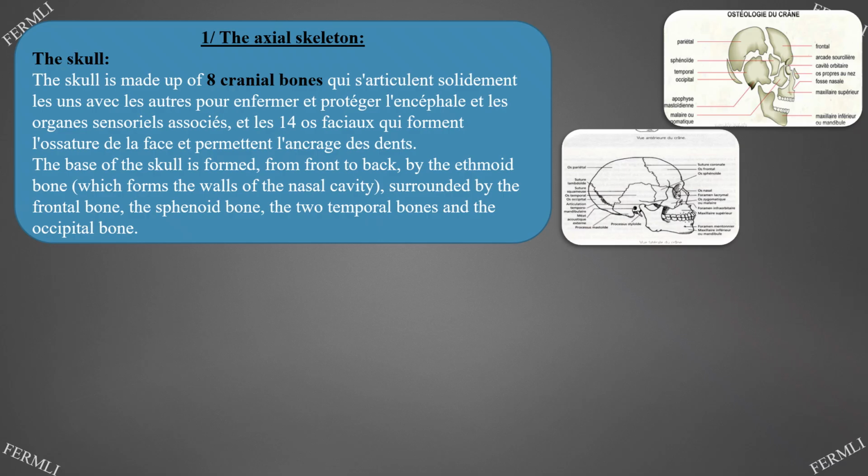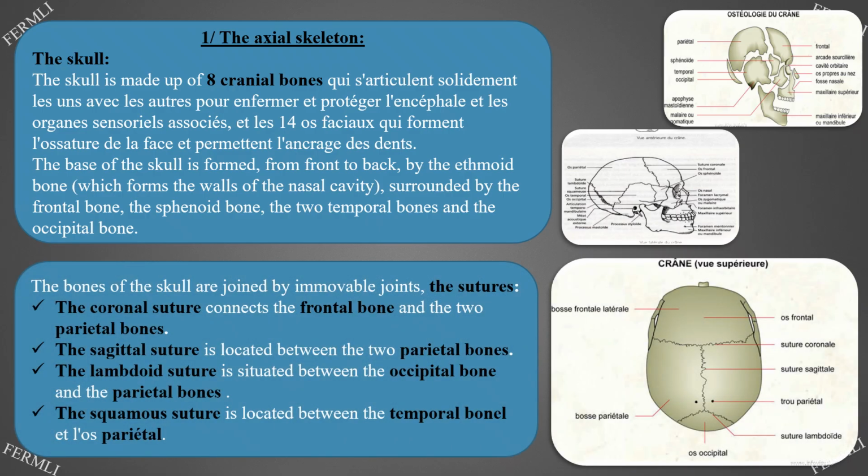The base of the skull is formed, from front to back, by the ethmoid bone, which forms the walls of the nasal cavity, surrounded by the frontal bone, the sphenoid bone, the 2 temporal bones and the occipital bone. The bones of the skull are joined by immovable joints, the sutures. The coronal suture connects the frontal bone and the 2 parietal bones. The sagittal suture is located between the 2 parietal bones. The lambdoid suture is situated between the occipital bone and the parietal bones. The squamous suture is located between the temporal bone and the parietal.